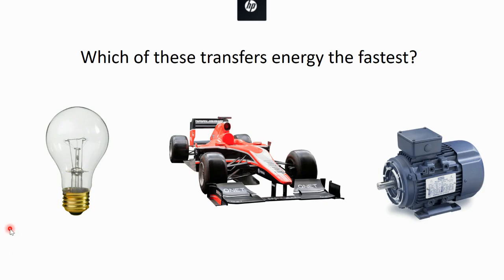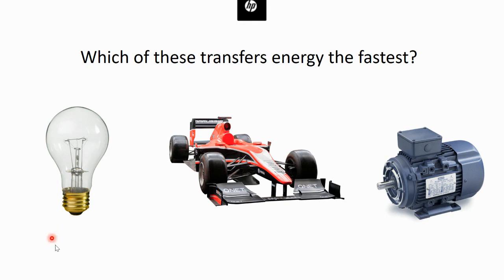So have a look at these three pictures and think to yourself, which of these transfers energy the fastest? Probably you'd have picked the car, is it transferring energy the fastest, and then probably the motor and then the light bulb. You should remember from year 7, 8 and 9 that this means that the car is the most powerful, because in science power means the rate of transfer of energy, how fast energy is being transferred, and the light bulb is the least powerful. It transfers energy the most slowly.